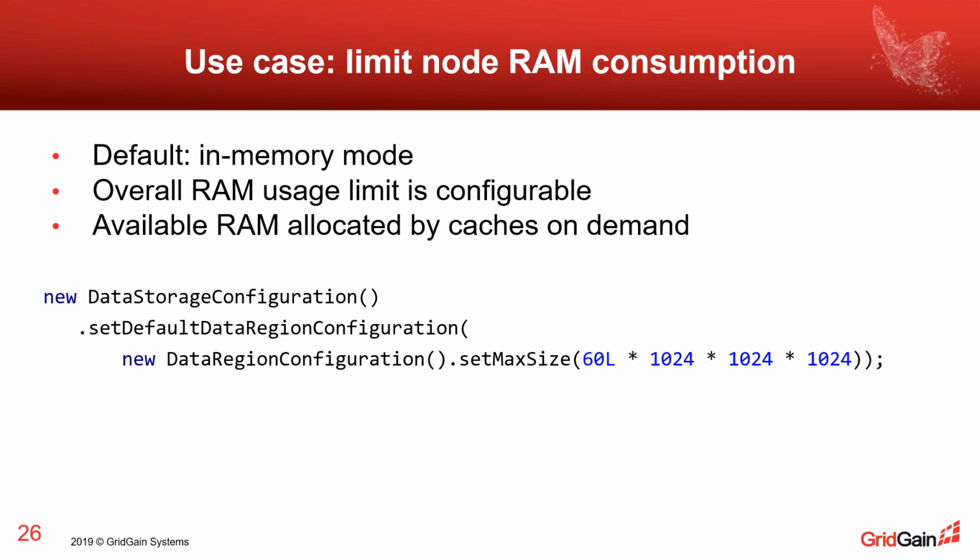So what you should do to limit your memory usage is to specify data storage configuration. It's a common entry point for any configuration activities with your memory and disk storing, and specify a single data region and specify a max size for it. This example shows a max size of 60 gigabytes. Let's see what will happen with your node with such configuration.